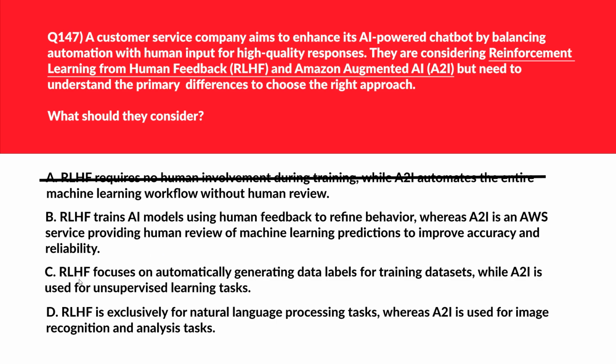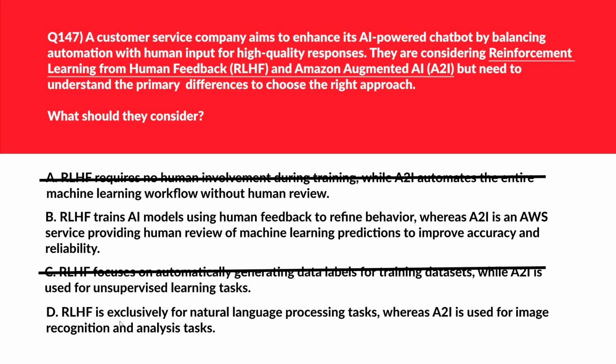C says RLHF focuses on automatically generating data labels for training datasets, while A2I is used for unsupervised learning tasks. If you look at option C, RLHF involves human feedback rather than automatic data labeling, which is what's mentioned here. That being said, this statement is incorrect. Let's move to option D.